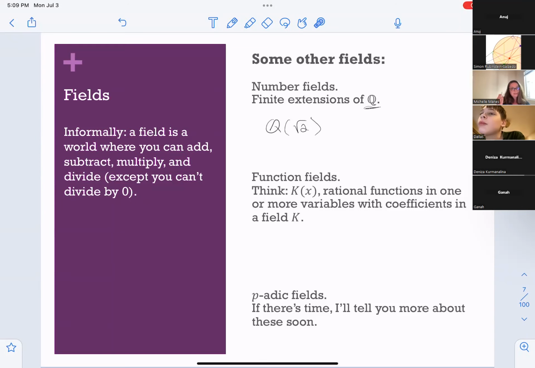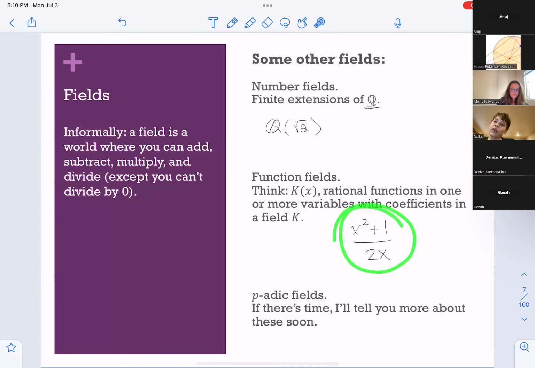So all those fields I talked about, the rationals, the reals, the complex numbers, and I can take polynomials, ratios of them, something like x squared plus 1 over 2x. There's a rational function. And if I think about this world where the coefficients come from a field, I also get a field there. Okay, Anuj, what was your question?